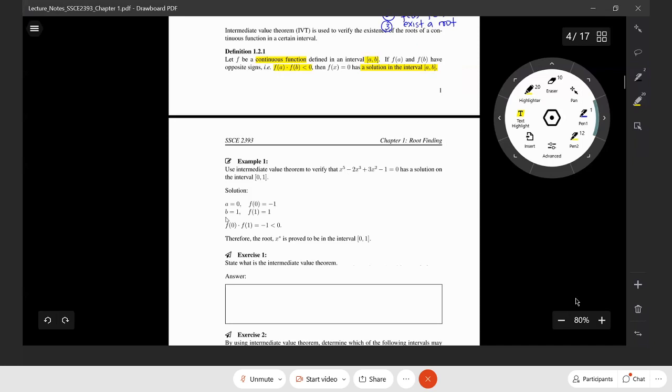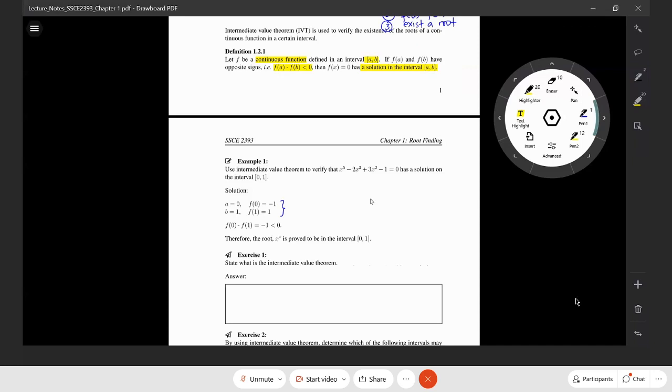And the second one, b equals 1. The corresponding f would be f(1). So x now becomes 1, press the calculator, and your f is 1. When you multiply f(0) times f(1), you get a negative value in this case, because one of the signs is negative. f(0) is negative, f(1) is positive, so when you multiply you get negative, which is less than 0. So we say that there exists a root in the interval 0 to 1.